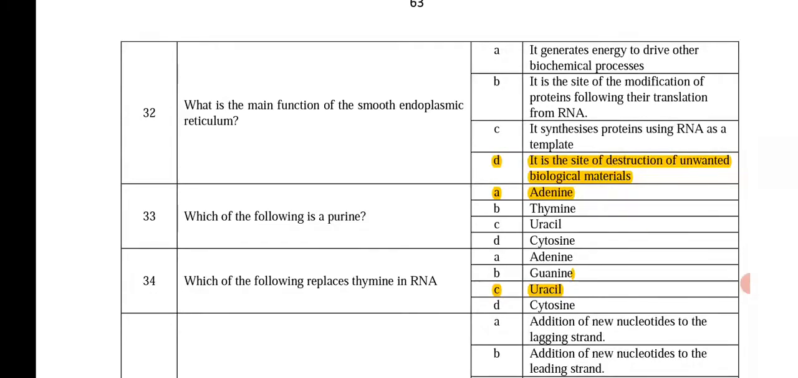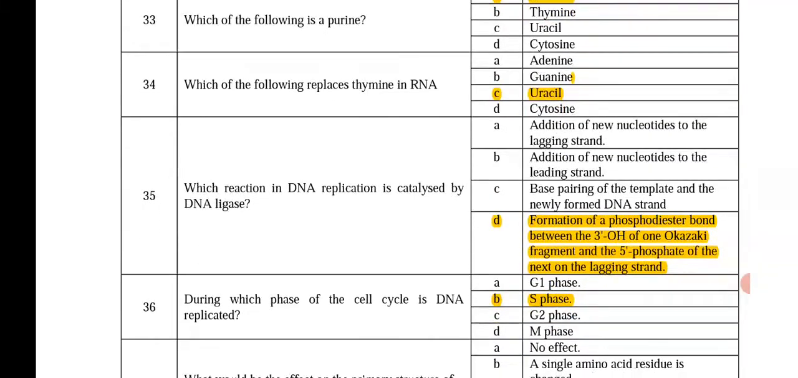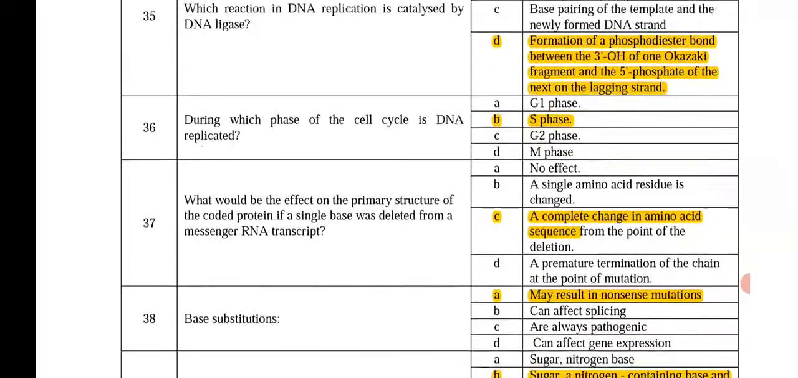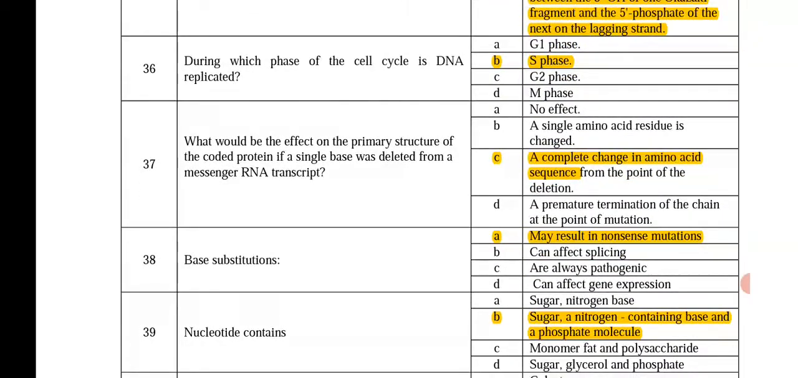Which of the following is a purine? Adenine. Which of the following replaces thymine in RNA? Uracil. Which reaction in DNA replication is catalyzed by DNA ligase? Formation of a phosphodiester bond between the 3' OH of one Okazaki fragment and the 5' phosphate of the next one on the lagging strand. During which phase of the cell cycle is DNA replicated? S phase.